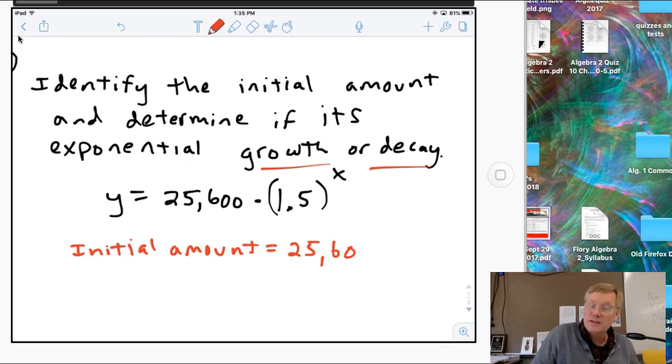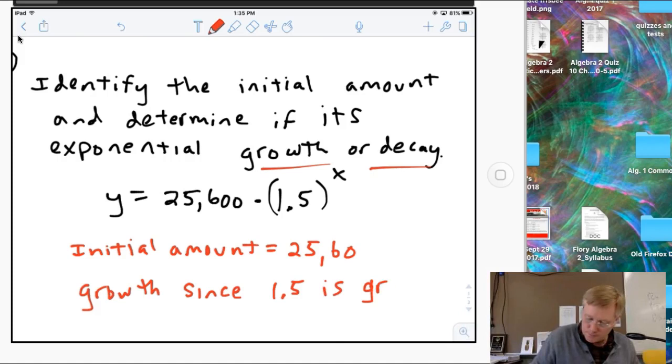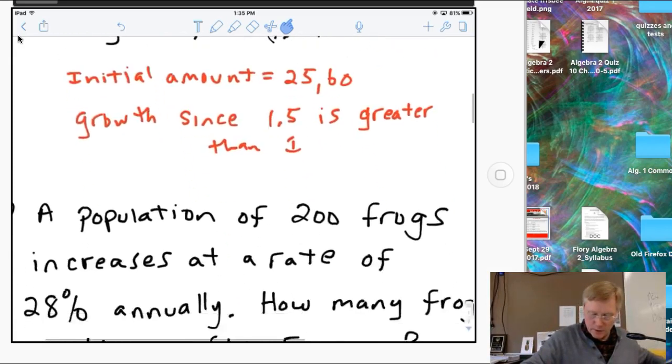If that number is less than 1, between 0 and 1 I should say, then it's decay, all right? So it's growth since 1.5 is greater than 1. Okay, and that's it. That's all they asked for on that one. Nice, easy one to start.